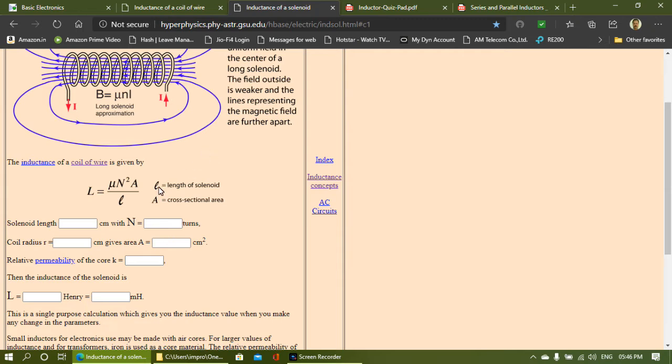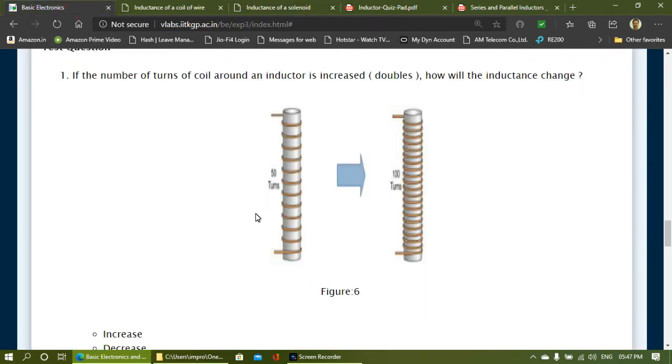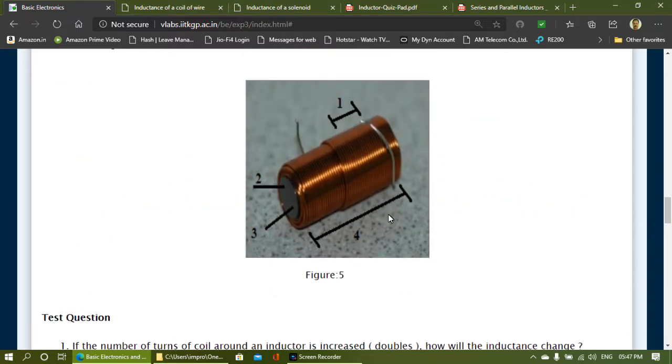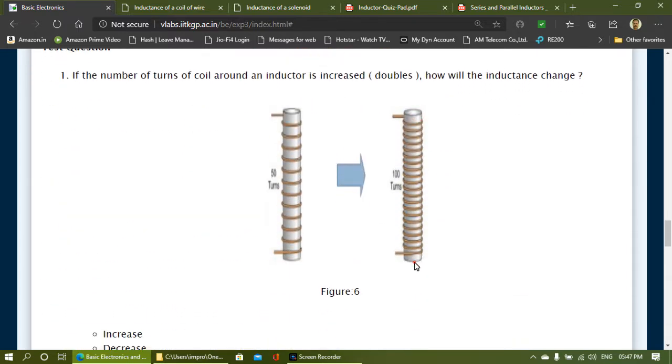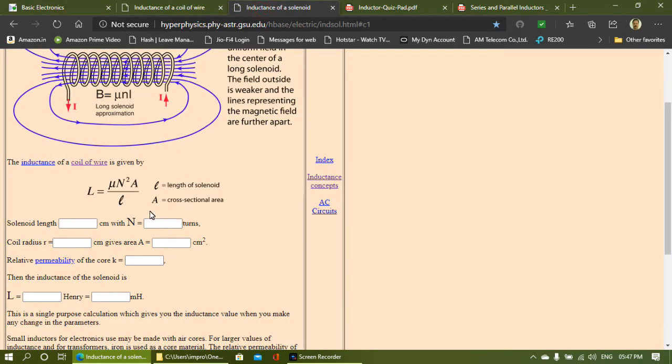Here we will see the relation L is equal to mu n square into A by L, where L is the length of the solenoid coil. I have already told you, this is the length, from here to here, and A is the cross sectional area, and mu is the solenoid approximation. Okay, so mu is a constant here.